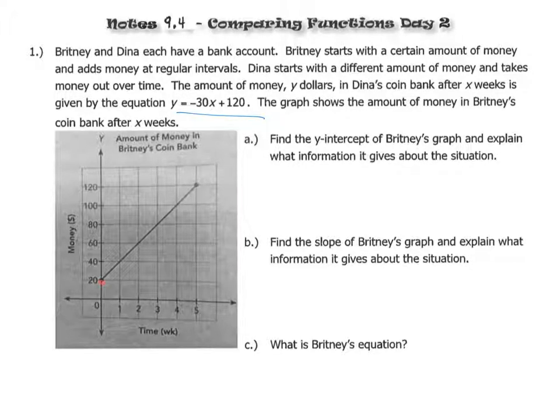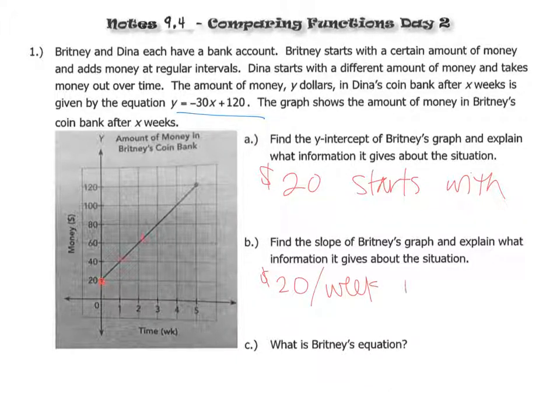So the y-intercept of Brittany's, where it crosses the y-axis, is 20, which means that it is $20 that she starts with. That's how much she has to start with in her bank account. And then the slope. Well, it is going up by 20 for every week, so the slope is $20 per week added. So her equation is y equals 20x plus 20.